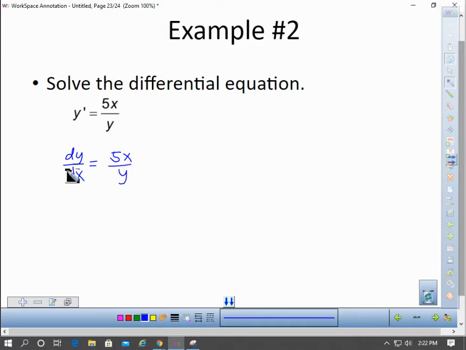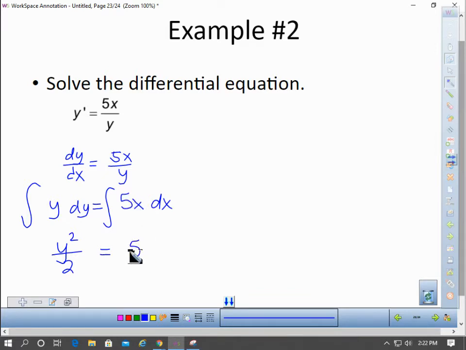So now I need to get the y's on the left, so I'm going to multiply the y over here, so that'll be y dy, and I'm going to multiply the dx over on this side. So basically I cross multiplied, right? So now I can integrate both sides. So the antiderivative of y in terms of y, this is reversing the power rule, so I'm going to raise the power to a 2 and divide by 2. Then on this side, the antiderivative of 5x, keep the coefficient 5, and do the antiderivative of x, which means I raise a power to a 2 and divide by 2, and then put a plus c.